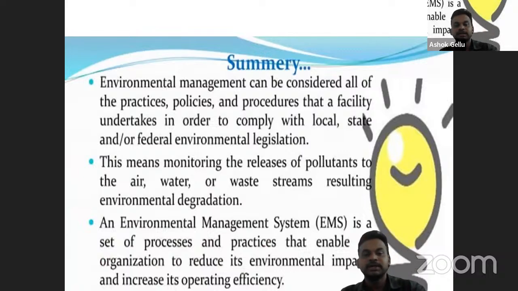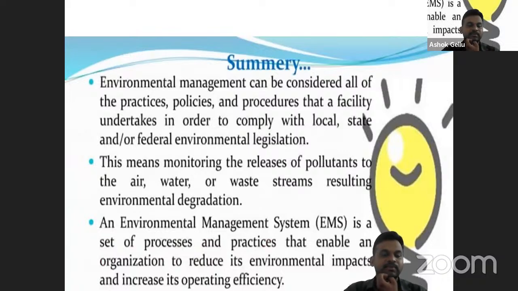Summary: environment management can be considered all of the practices, policies, and procedures that a firm undertakes in order to comply with local and federal environmental legislation. This means monitoring the releases of pollutants to air, water, and waste streams, and the resulting environmental degradation. An environmental management system is a set of processes and practices that enable an organization to reduce its environmental impacts and increase its operating efficiency.